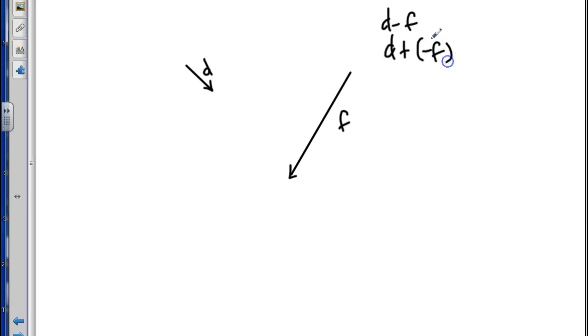It says copy the vectors D minus F, and so D looks like this, and F looks like this. So D minus F is the same as D plus the opposite of F. I'm going to take F and take it in the opposite direction here. Same length, just going opposite. Then I'm going to pick this guy up and put him right on the end of this right here.